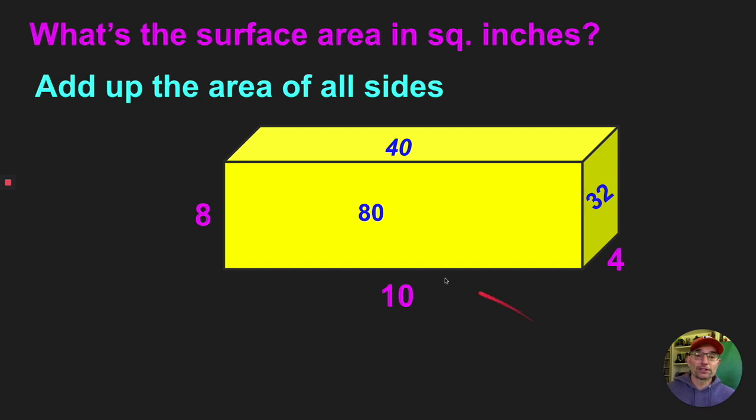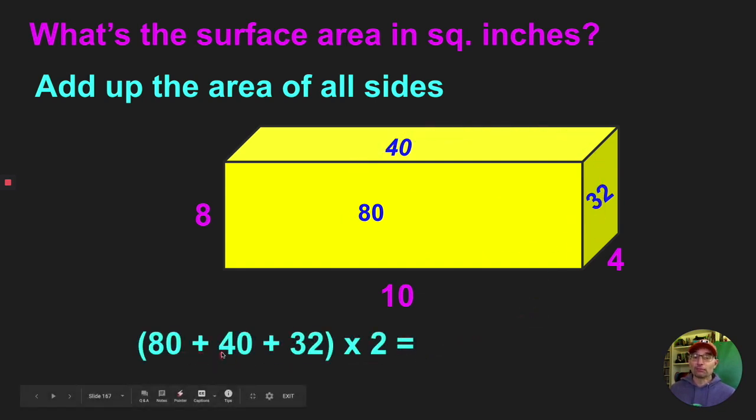So another way to do it, so remember, there's going to be 2 80s, right? The front and the back are each 80. The top and the bottom are each 40. And both sides, left and right, are 32. So we can add all these up and then just multiply by 2. So we have 80 plus 40 plus 32 times 2 will give us our surface area. So what is the surface area going to be?